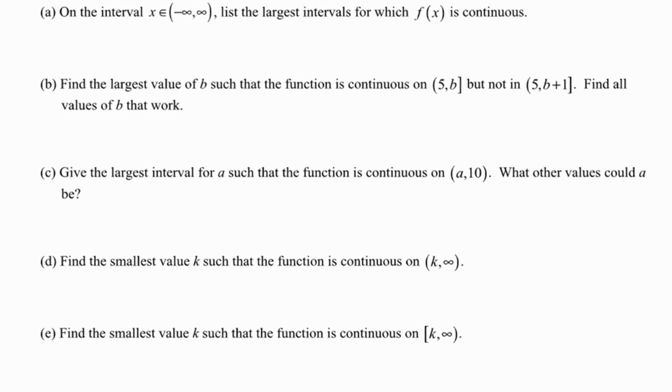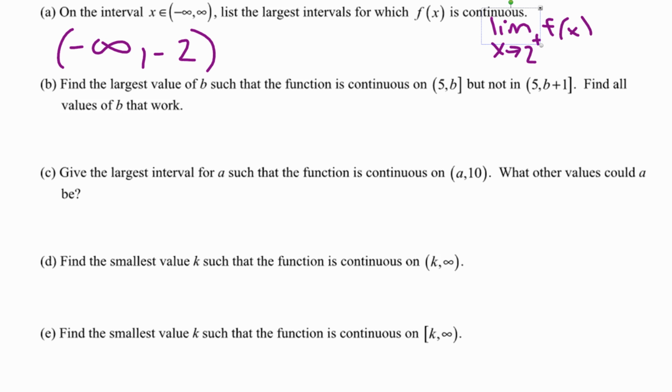Well, if we go left to right, it's continuous from negative infinity, and it looks like all the way up to -2, where we have an asymptote. And the limit, let me write this over on the side, the limit as x approaches 2 from the right of f of x is infinity. F of 2 is 2. They're not the same, and that's why I have an open interval.